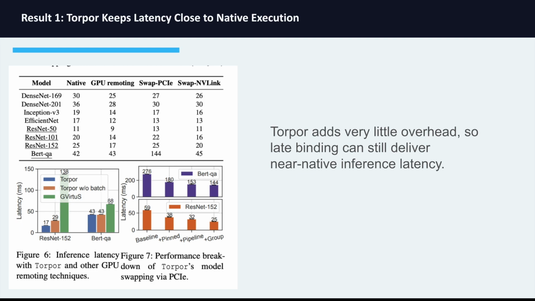And the bottom left graph shows that Torpor has a much lower latency than the GPU Virt US. And also it shows that Torpor without batch increases the latency. So Torpor with batch is much faster. And on the right, it shows the impact of optimizations on performance.